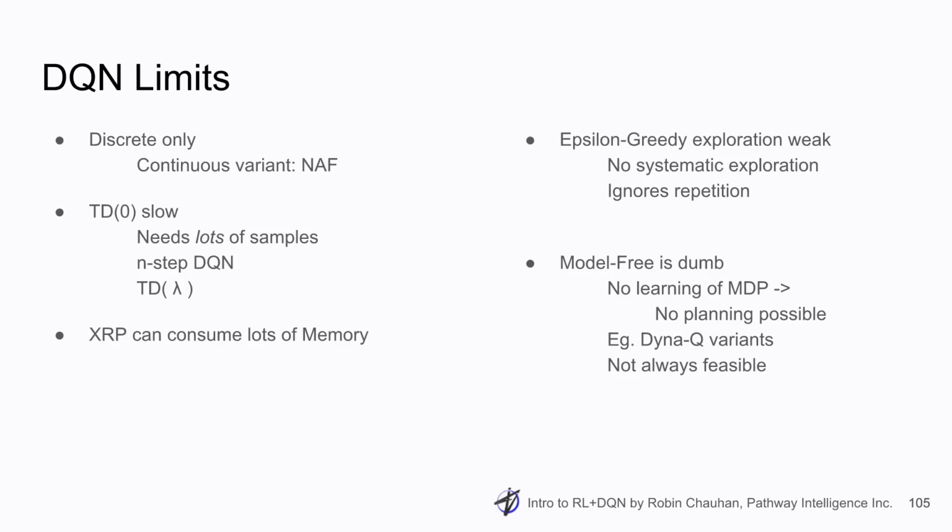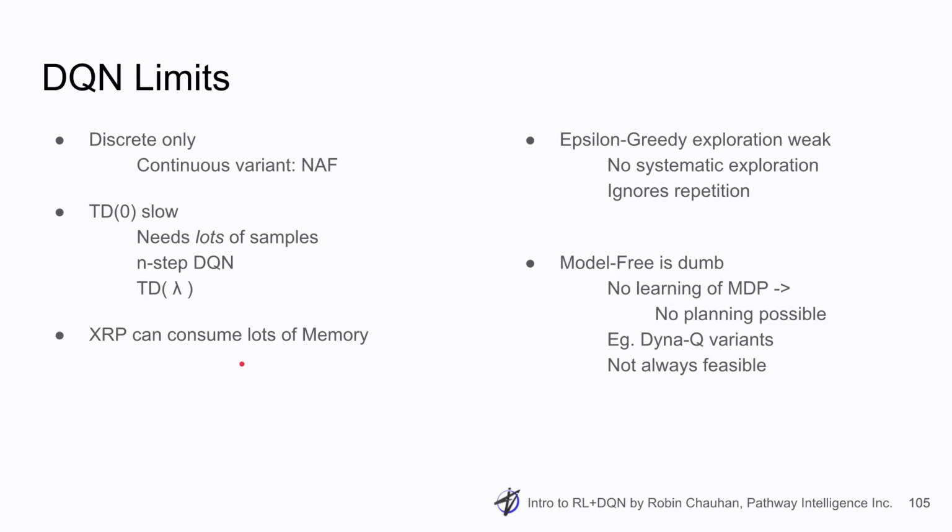So DQN is not like the ultimate algorithm. There's a lot of limitations to DQN. It's really not perfect. A few of them are, well, it can only handle discrete actions. TD0 is only learning one step, so it can be kind of slow to converge. The experience replay memory, they use a pretty big one. They use like millions of frames of memory.